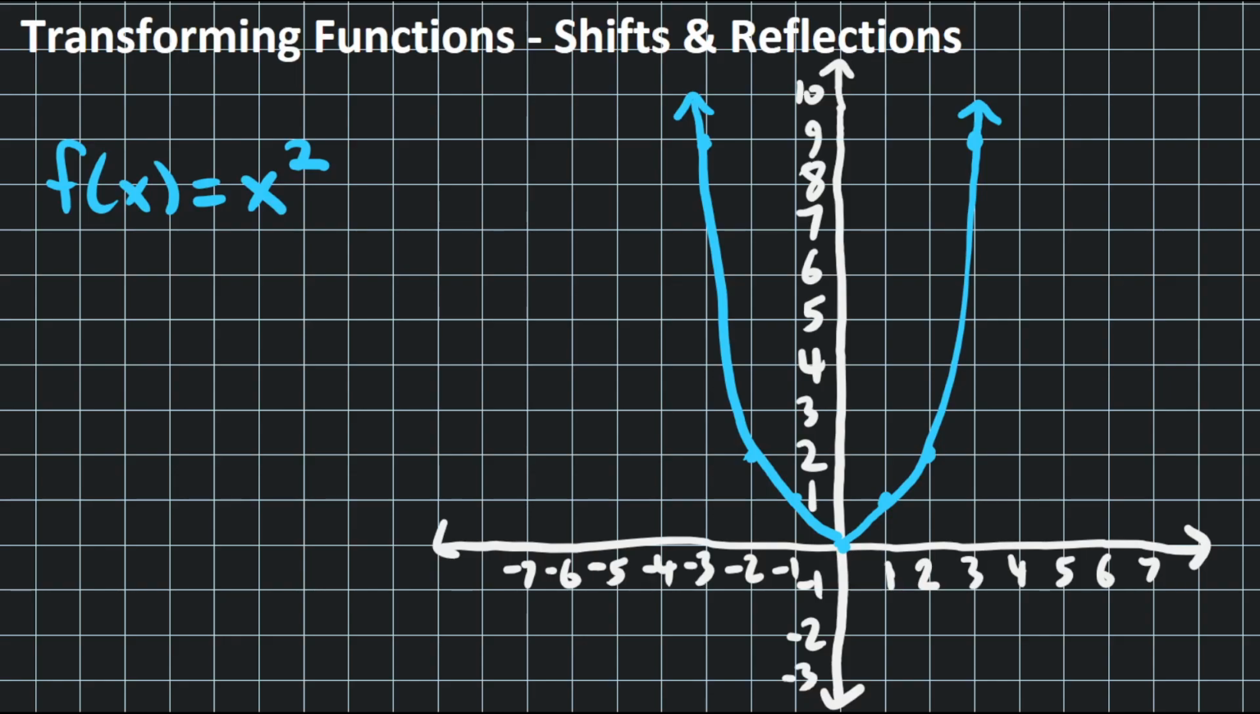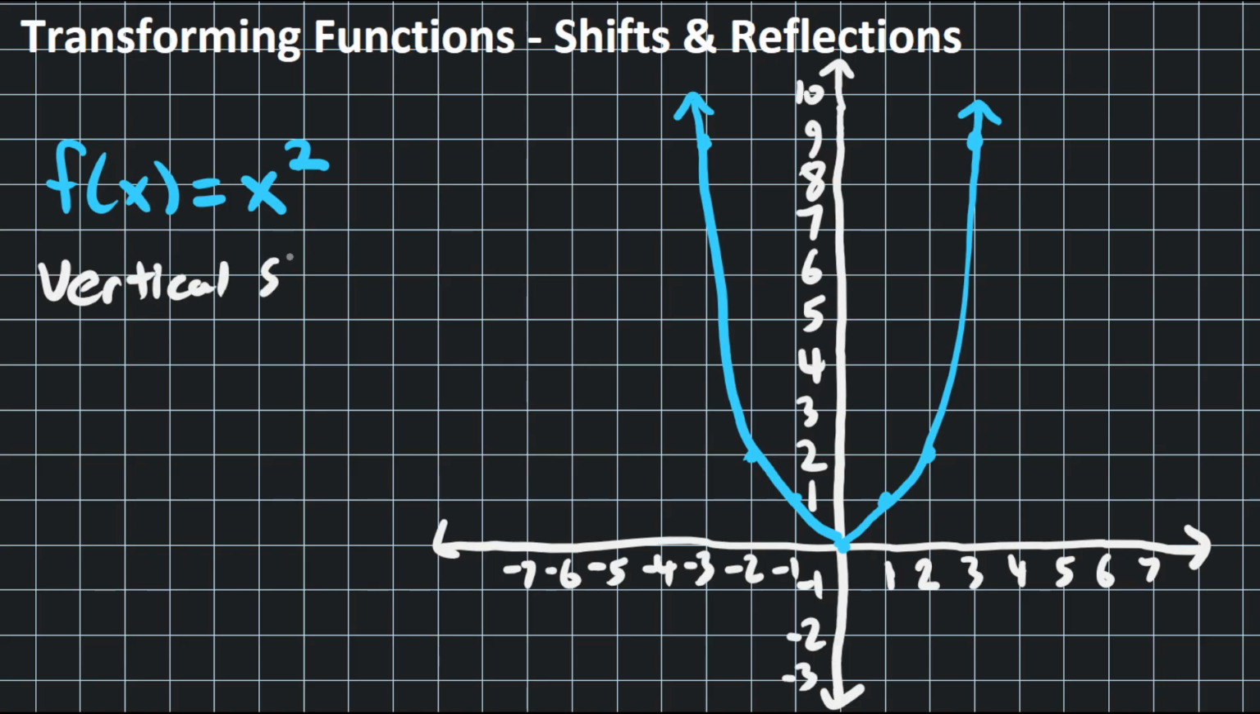Hey everyone, in this video we'll learn how to transform a function and we'll learn all about shifts and reflections. So as you can see right here, we have a parabola drawn, f of x equals x squared in blue, and we are going to learn how to shift this function, f of x. So we're going to learn about vertical and horizontal shifts, starting with vertical shifts.